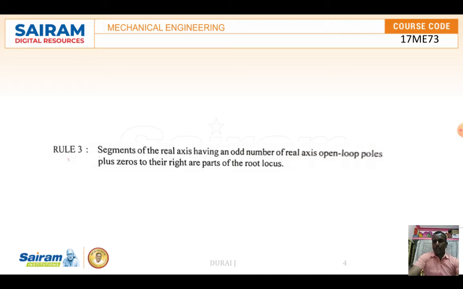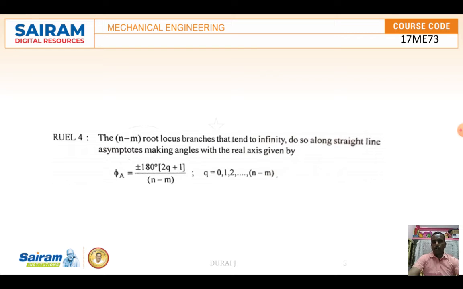Then rule 3: the segments of the real axis having an odd number of real axis open loop poles plus zeros to their right are part of the root locus. Suppose we take a particular division point and count how many poles and zeros are to the right side. If that number is odd, then that area is part of the root locus. Suppose it is even, it is not part of the root locus. That is the part you have to remember.